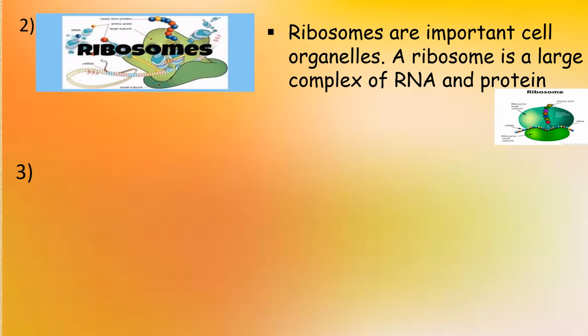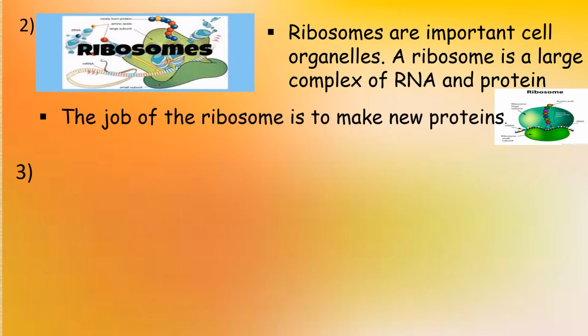Ribosomes are important cell organelles. A ribosome is a large complex of RNA and protein. A cell contains thousands of ribosomes, but they are too small to be seen through a light microscope. You can use electron microscopes to see these ribosomes. Now we will see the function of the ribosomes. The job of the ribosome is to make new proteins.